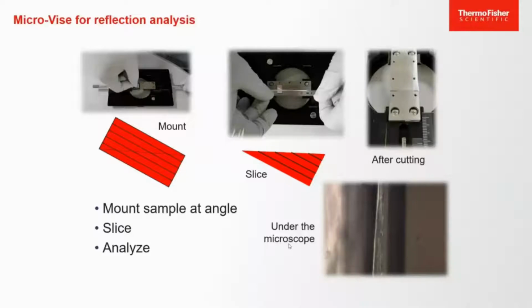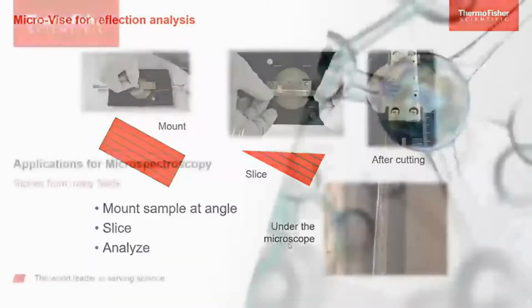So you can see at the top, my colleague preparing this, slicing it off with a microtome blade, actually, in that case. Need to be careful with that. And then after cutting, you can see the samples sticking up through the jaws of the vise there. And then under the microscope, you can see the layer in the middle of the jaws.